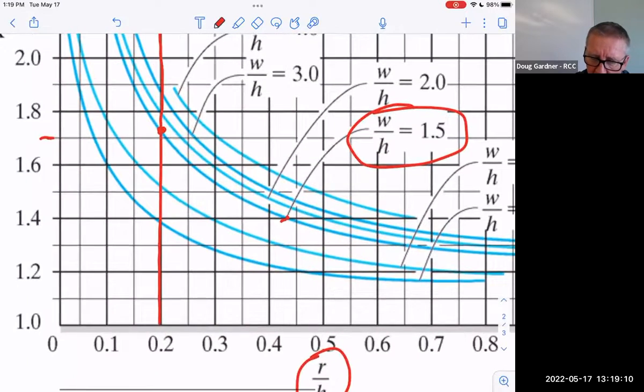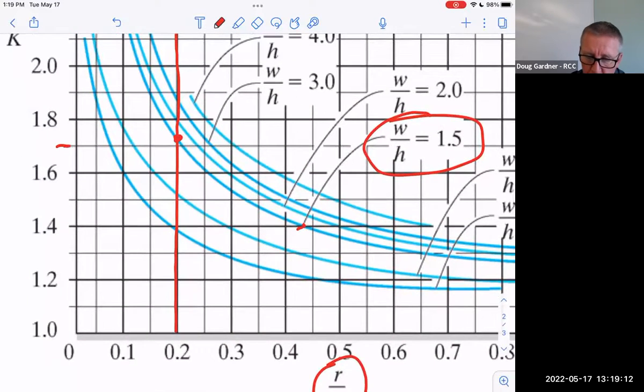But I don't know, what do you want to call that? 1.72? Doesn't matter. Recognize it's above 1.7. Who cares what you call it after that? I'll call it 1.72.